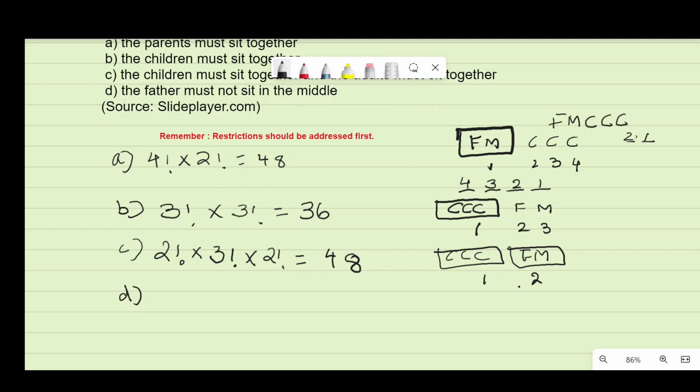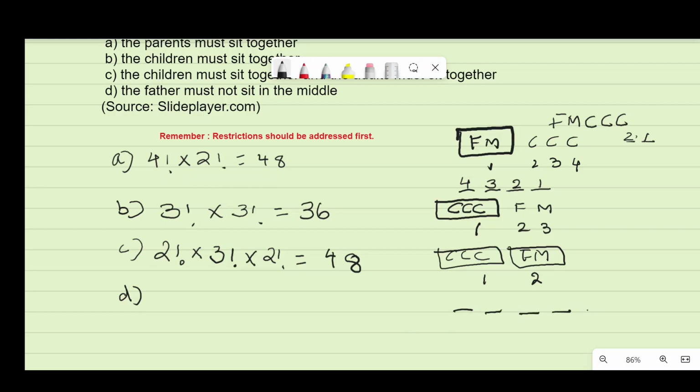Okay, now we are going to D. The father must not sit in the middle. The father must not sit in the middle. That means now we have a restriction. The father must not sit in the middle. Okay, let's see the positions now first. Now we have to go back to the position to see how we deal with this one.